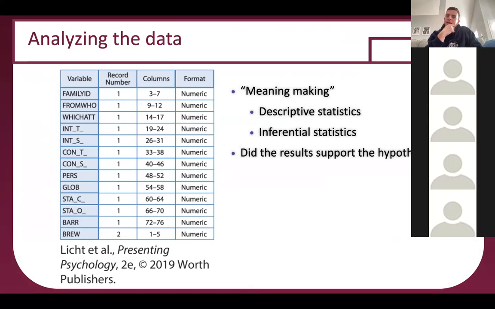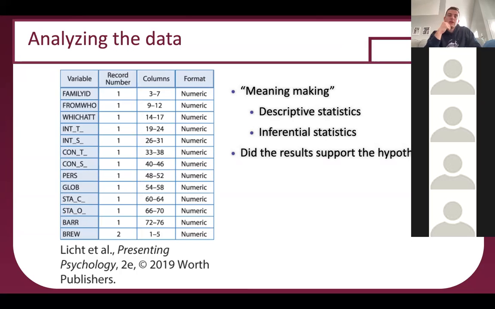But we will go over that plenty. So there's a difference between descriptive statistics and inferential statistics. Descriptive statistics, just like the name suggests, is just describing data. It's not trying to make any big statement about it. Inferential statistics is that next step, where you are trying to make some sort of meaning out of the data that you've collected. And the question that we always ask is, did the results support the hypothesis?